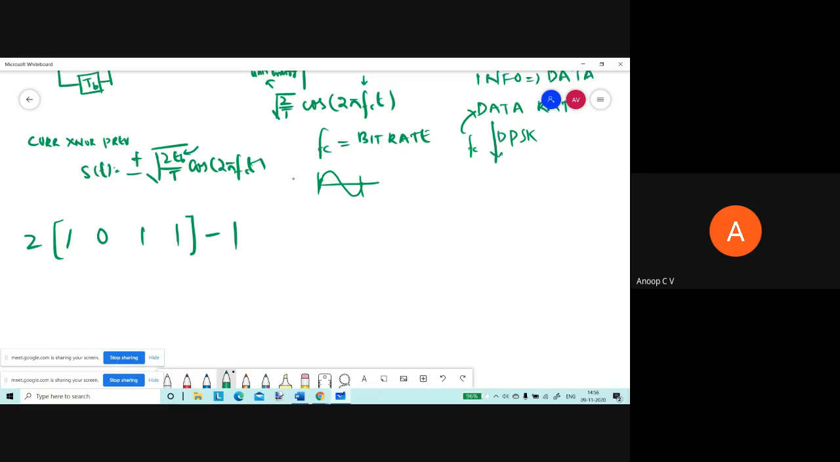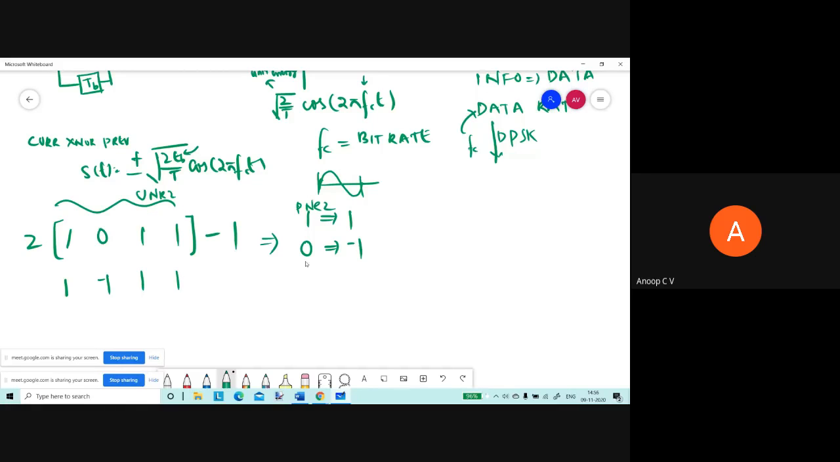2 into 1 minus 1 will be 1. Wherever we have 1, that will be retained as 1. Wherever we have 0, 2 into 0 is 0, and 0 minus 1 will be minus 1. 2 into 1 is 2, and 2 minus 1 will be 1, again 1. So wherever we have 1, it will be retained as 1, and wherever we have 0, it will be replaced with minus 1. This is one simple logic for converting unipolar non-return to 0 to polar non-return to 0.